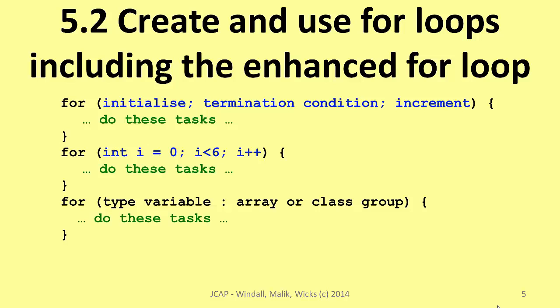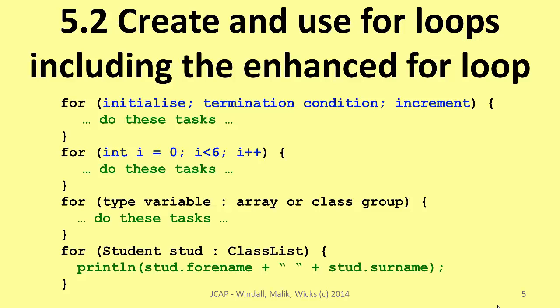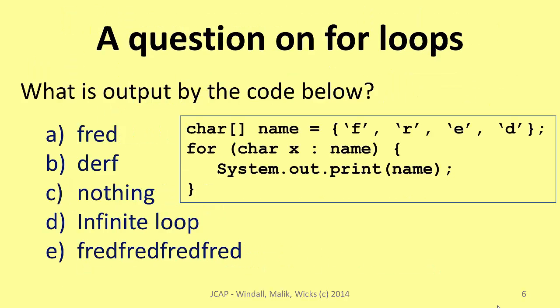An example of this would be something like, for Student, which is presumably a class, stud, that's the variable, and then classList would be a class group of type Student, and it would cycle through that classList looking for each student and display their forename and surname. How about a question? Well, let's try this one. What will be output by the code below?